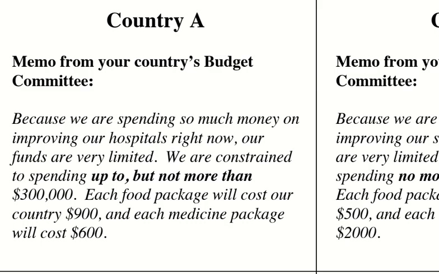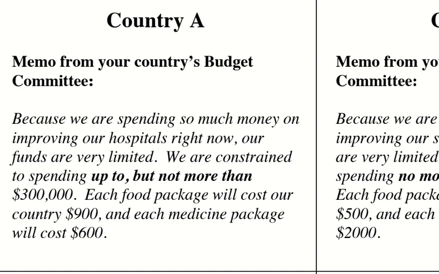So this is the first of six constraints. It says, memo from your country's budget committee. Because we are spending so much money on improving our hospitals right now, our funds are very limited. We are constrained to spending up to, but not more than, $300,000. So the amount spent can be $300,000. To me, that's less than or equal to, right? The boundary includes the line, but it can't be more than that. So the amount spent has to be less than that.